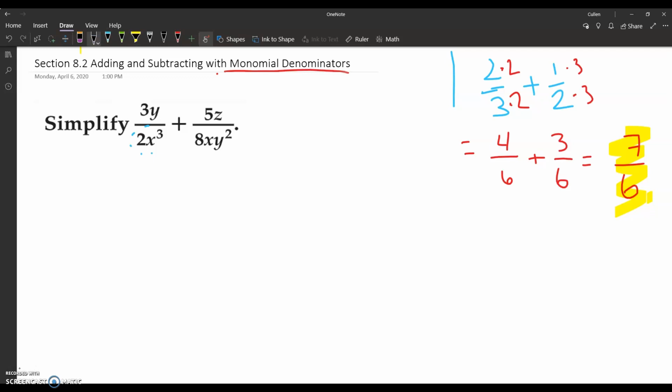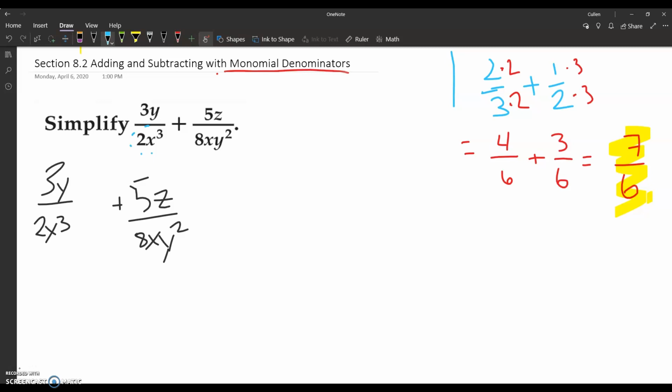So let me rewrite these things. We'll have 3y over 2x to the third. And I'm going to leave some space because I'm going to have to multiply by something. And then I'm going to have 5z over 8xy squared. I'm going to have to get my denominators to have the same numbers and all the same variables. So let me figure out what we need to have.